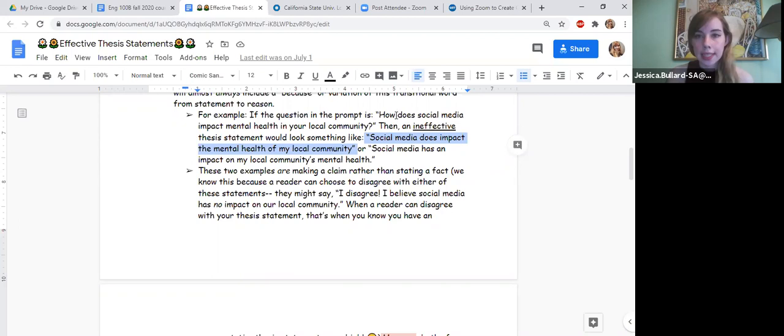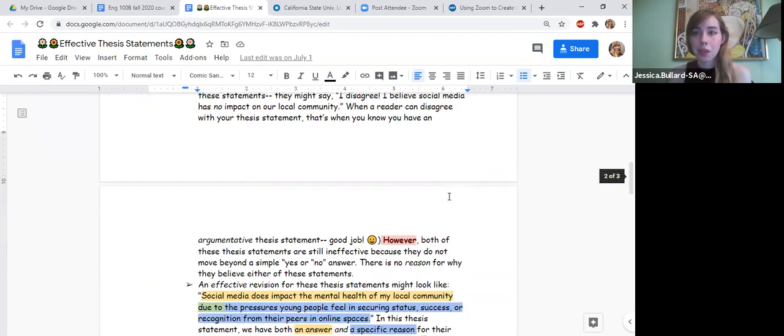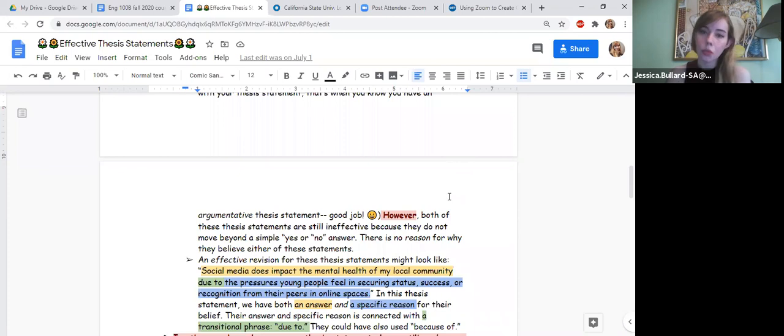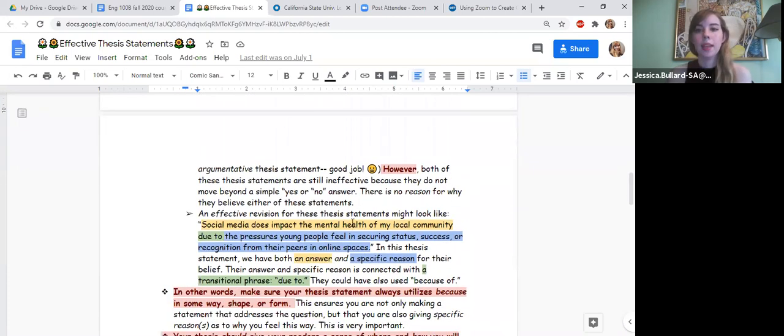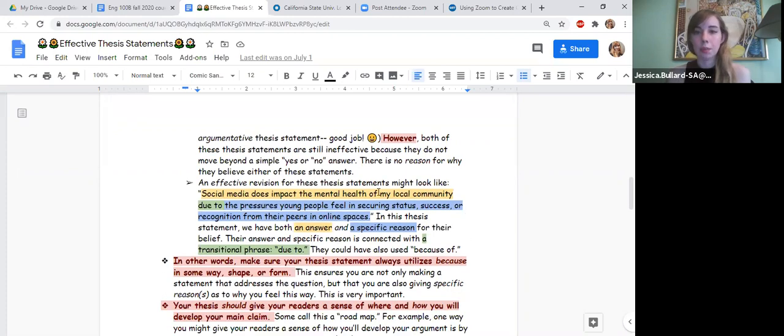This question is asking, how does social media impact mental health in your community, right? And so even though you're addressing the topic, you're not really fully answering the question, okay? There's no reason for why they believe either of these statements and either of those thesis statements, okay? So an effective revision for these thesis statements might look something like this.